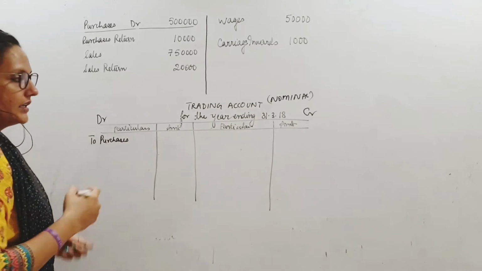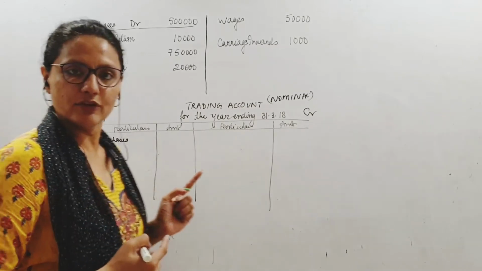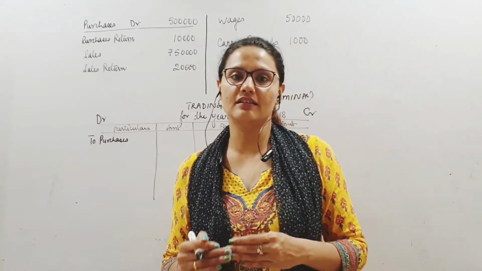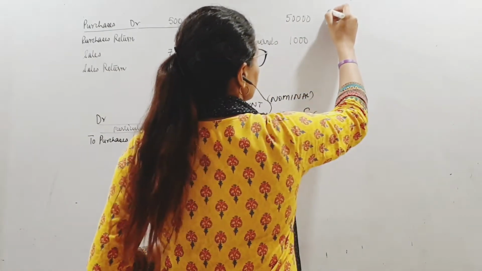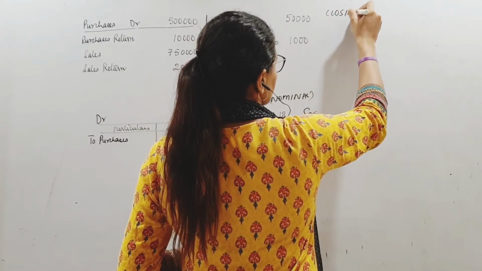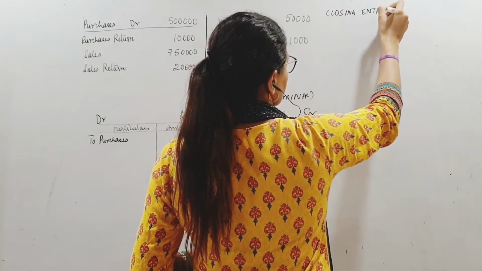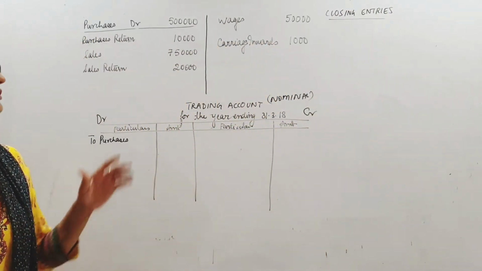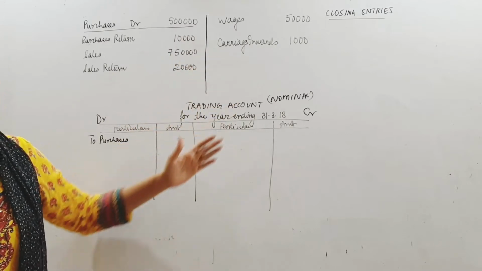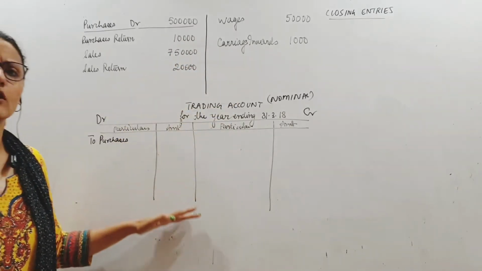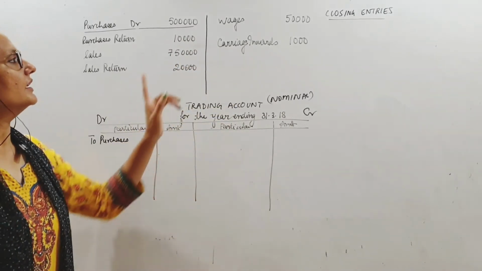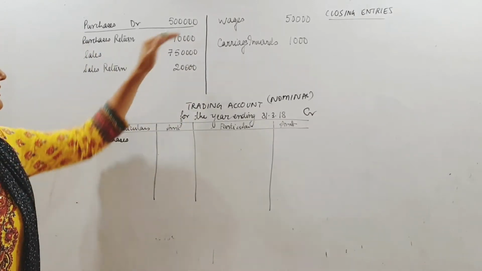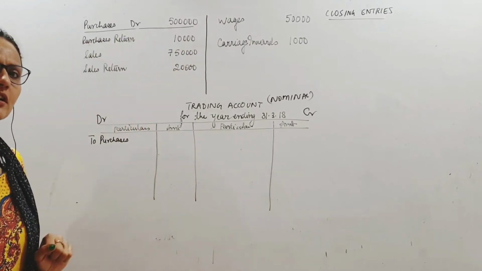What is the closing entry for this? It's a journal entry, right? These are called closing journal entries. Closing entries, meaning we are closing the particular income or expenditure account by transferring it to either the trading account or profit and loss account. We do the closing entry for purchases, but purchases is 5 lakhs, and we can also see purchases return.